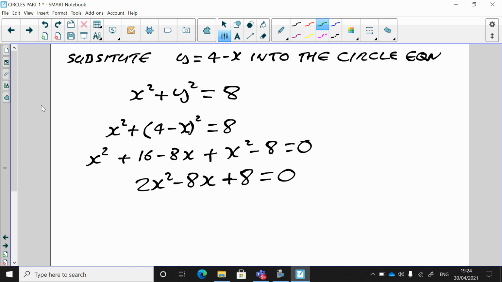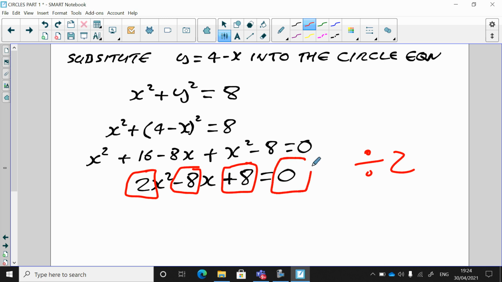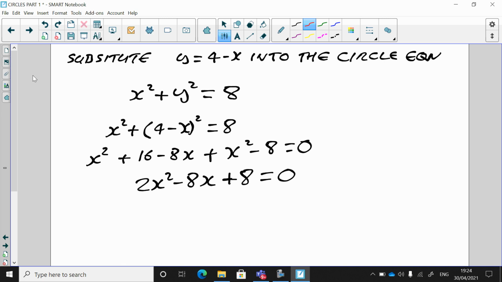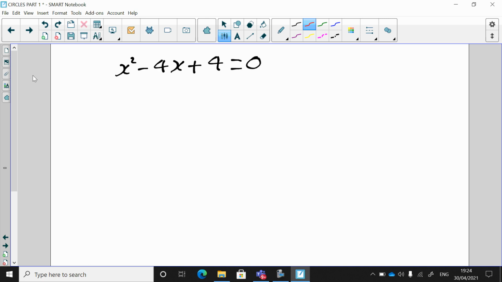Do you notice anything about the numbers here? What do you notice about the numbers? 2, negative 8, and 8. They're all divisible by 2. So why don't we divide everything by 2? We're going to end up with the same answer.